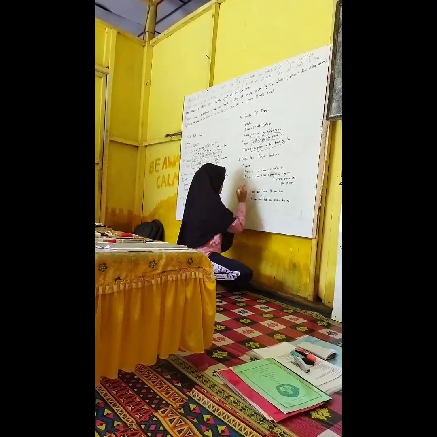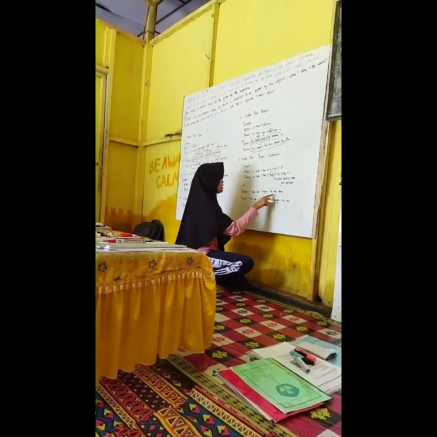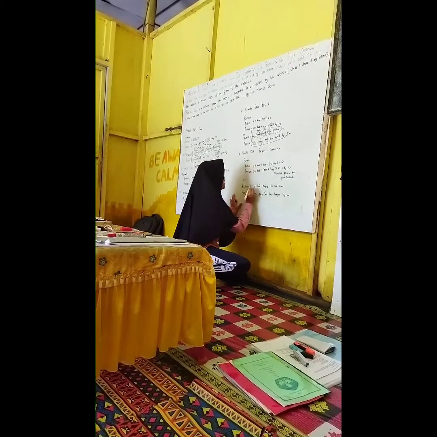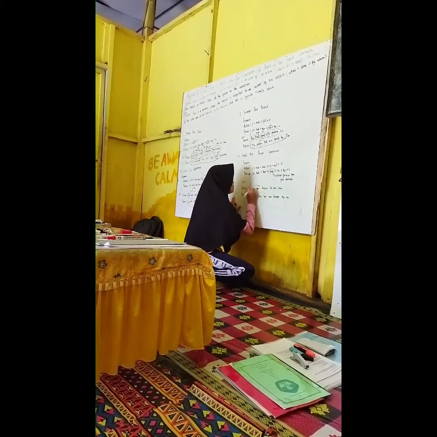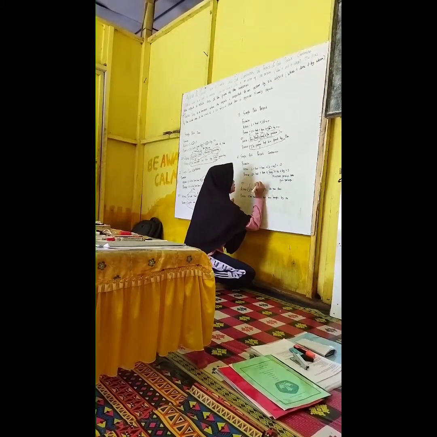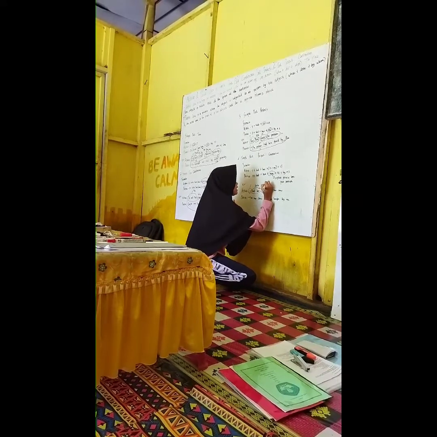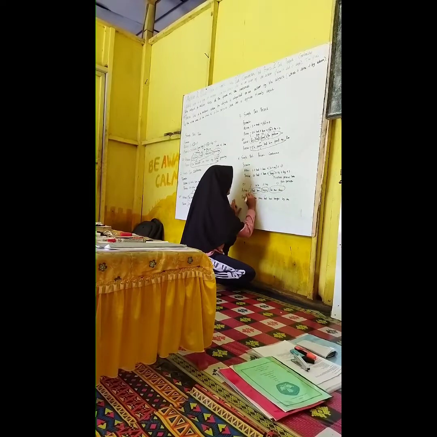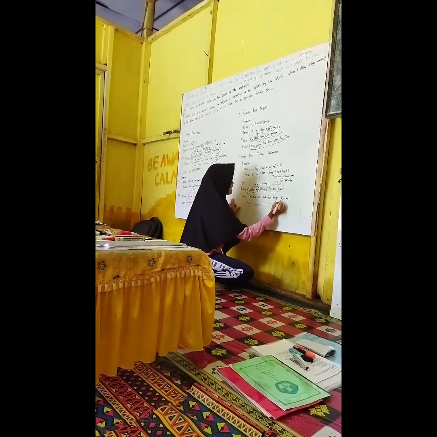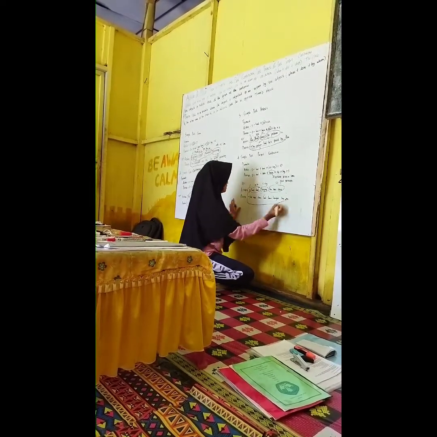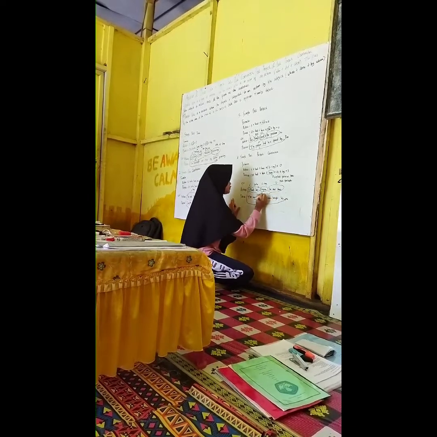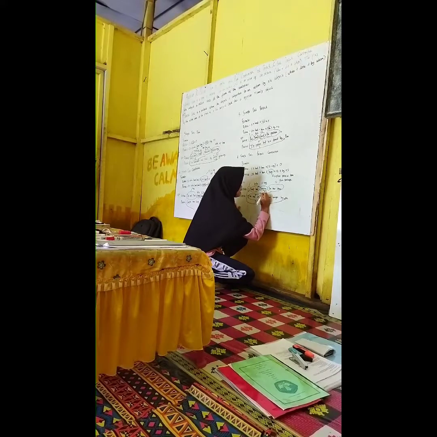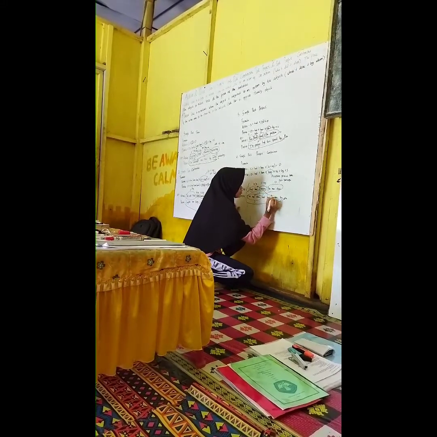Let's see an example. Active: I had been buying the new shoes. Passive: The new shoes had been bought by me. I is subject, had been is to be, buying is verb 1 plus ing, the new shoes is object. But in the passive sentence, I turns into object, becomes me, and the new shoes becomes the subject. Buying changes into verb 3, becomes bought.